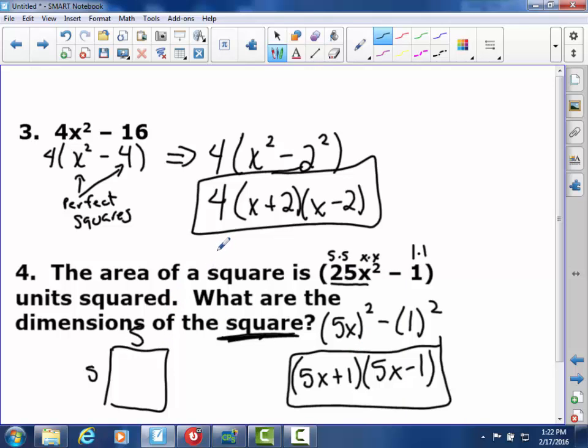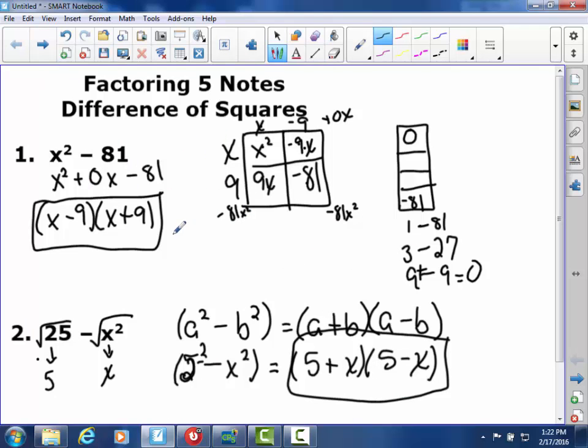All right, so you're now going to work on the Factoring 5 worksheet, and you may choose to either use the rule or go back and use your boxes. Okay.